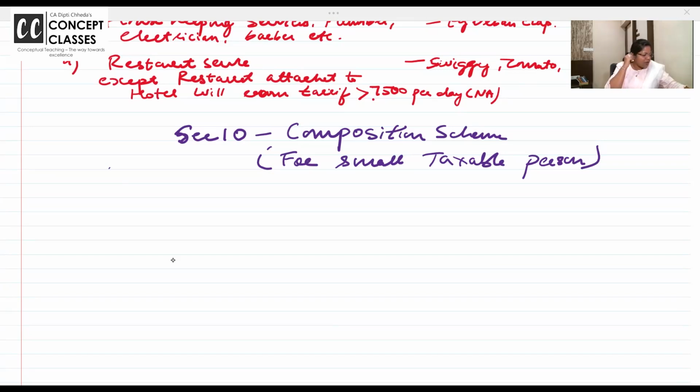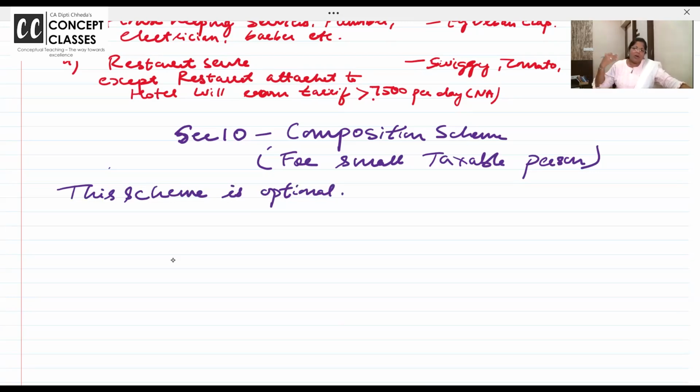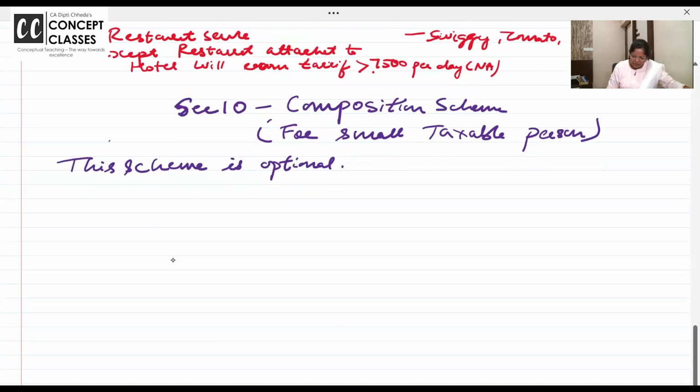That if your turnover, this is a kind of scheme. So the first line you all should write is, this scheme is optional. Who is a taxpayer? The person who is registered and liable to pay tax. It's optional for him. If he wants, he can go for composition, or if he doesn't want, he can go for regular tax: output minus input and claim the tax. Okay. This scheme is optional.